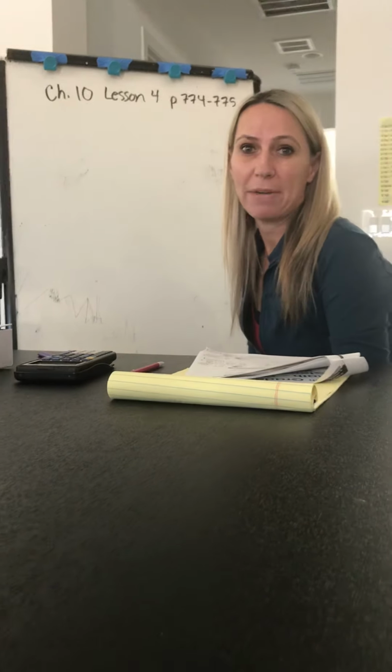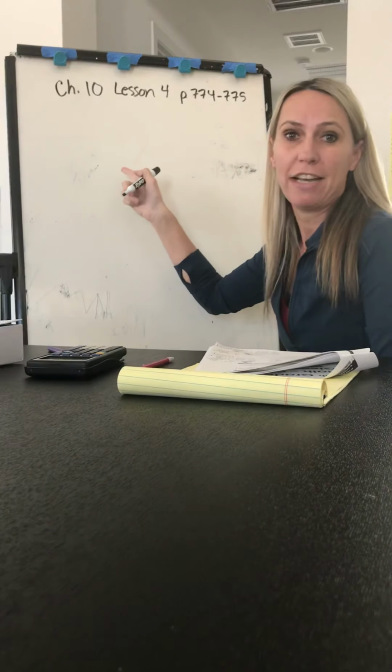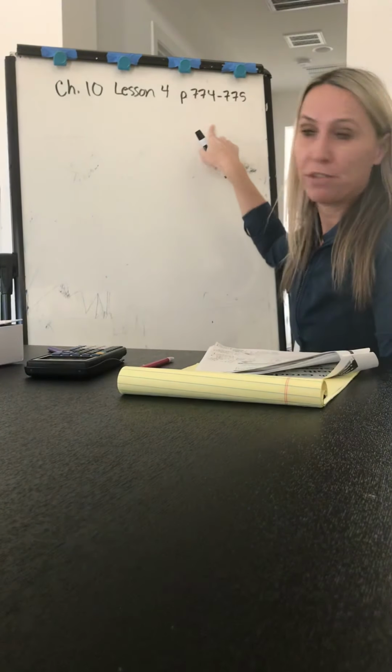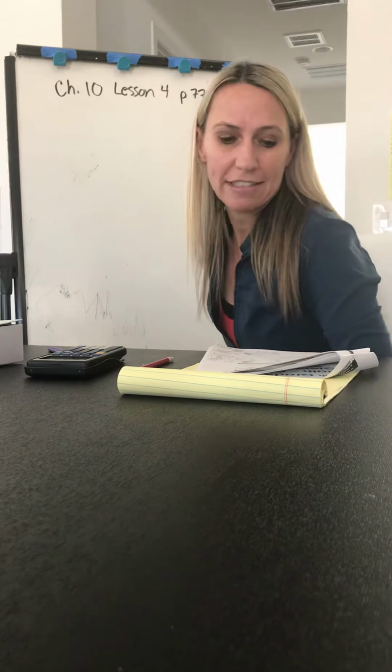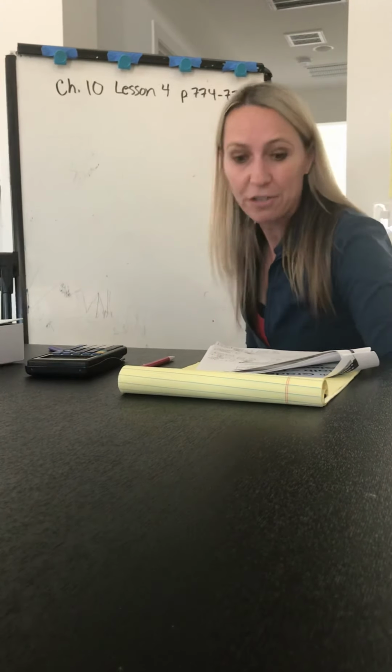Hi, this is Bentley's mom again, and we're going to go over Chapter 10, Lesson 4. It's on pages 774 through 775. This is the surface area of a triangular prism.